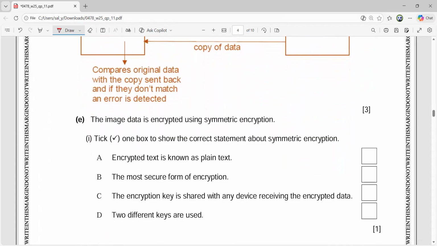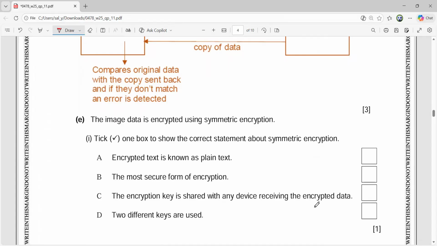Part E. The image data is encrypted using symmetric encryption. Tick one box to show the correct statement about symmetric encryption. Encrypted text is known as plain text, the most secure form of encryption. The encryption key is shared with any device receiving the encrypted data. 2 different keys are used.